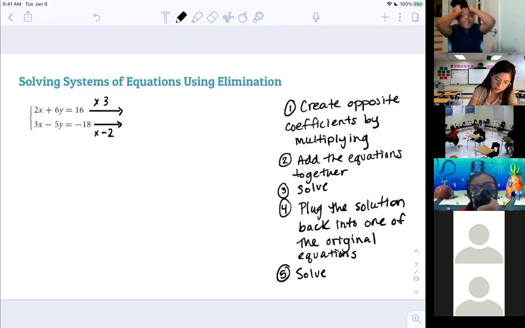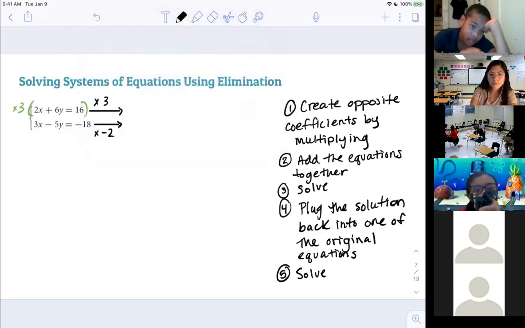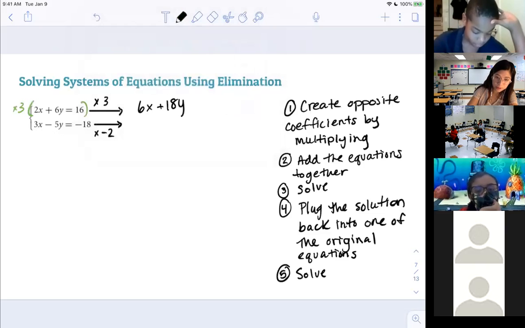All right, so the top one times 3, everything times 3 on the top, what do you get? Yeah, you have to flip the bottom one to make it negative. That's true. Okay, so for the top one, I get what? Wait, why am I not on mute? Who can tell me what I get on the top when I multiply everything by 3? Good, 6x plus 18y equals 48. Good, thank you, Eric and Janelle.